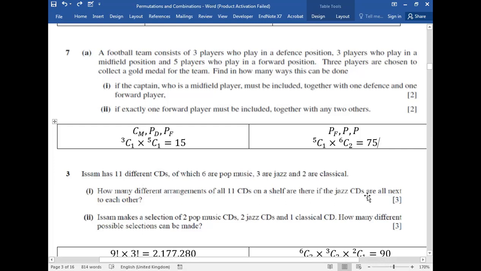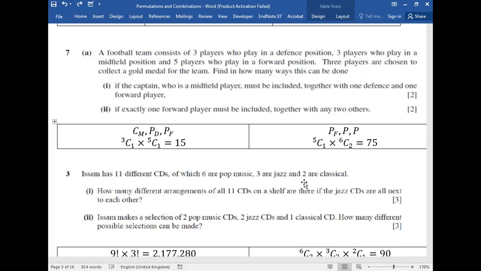If the jazz CDs are all next to each other, what do you do in such questions? सारे jazz का मिलाकर आप एक सेट बना लें. Right? The 3 jazz are taped together to form one single set. The entire set will move. कितनी CDs remain? 6 pop and 2 classical, 8. और पूरा jazz का set move करेगा. So 9 factorial. वो identical है इसमें से?